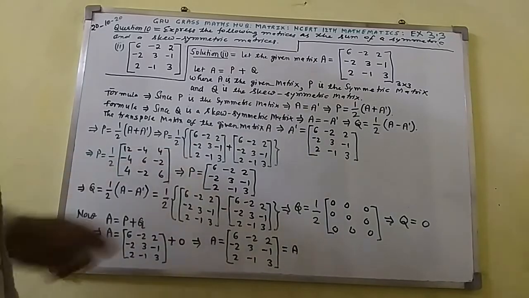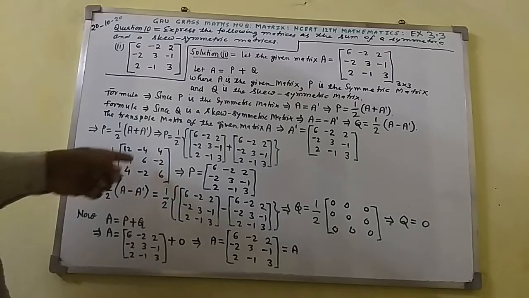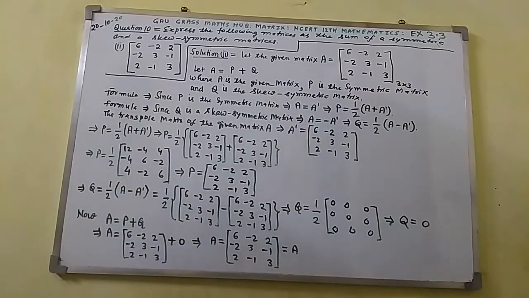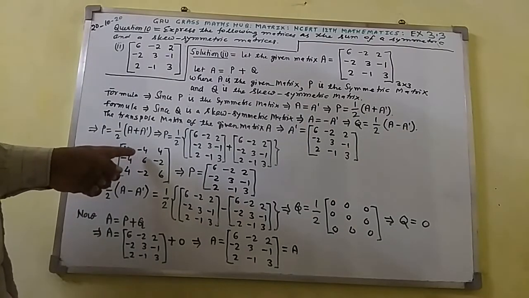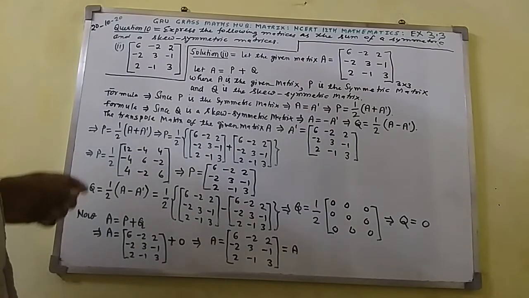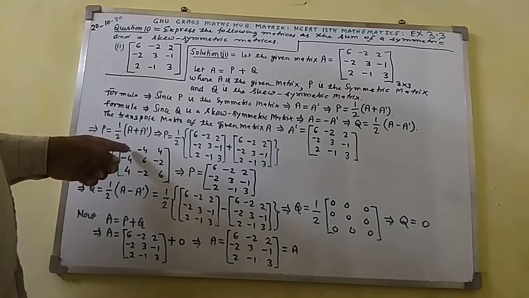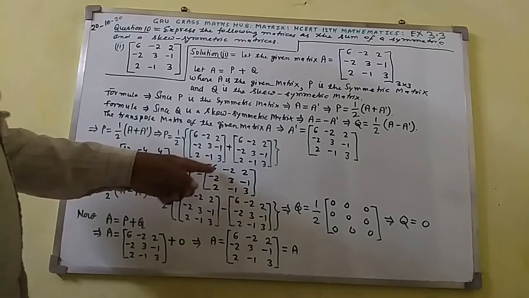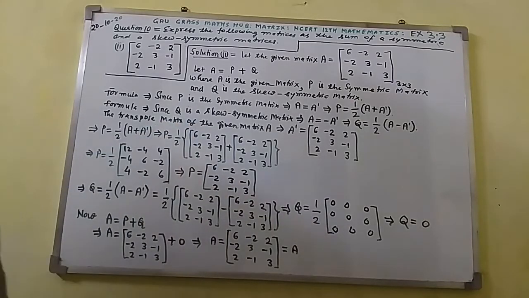It implies that P equals 1 over 2 times this matrix. Then each element of this matrix will be multiplied by 1 over 2. So here 12 multiplied by 1 over 2 gives 6. Similarly, you will get the value of P equal to this one.